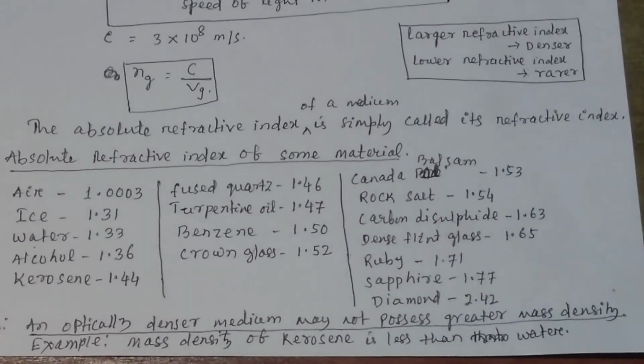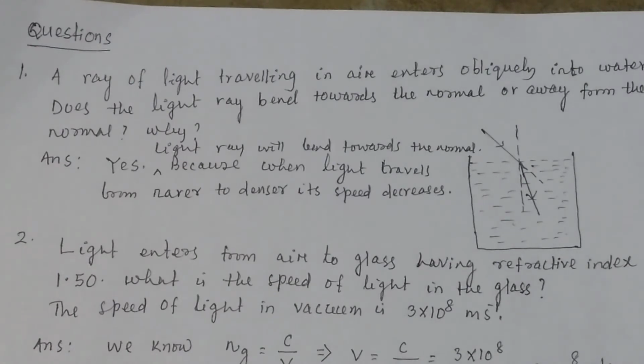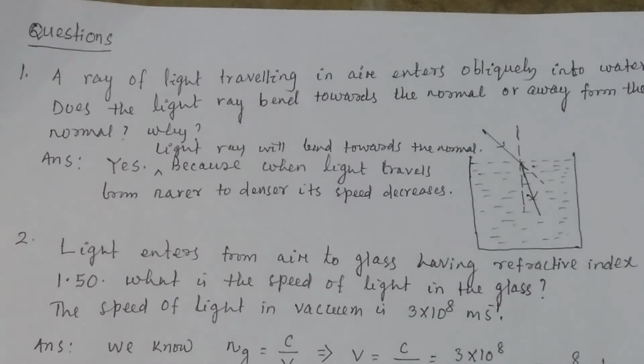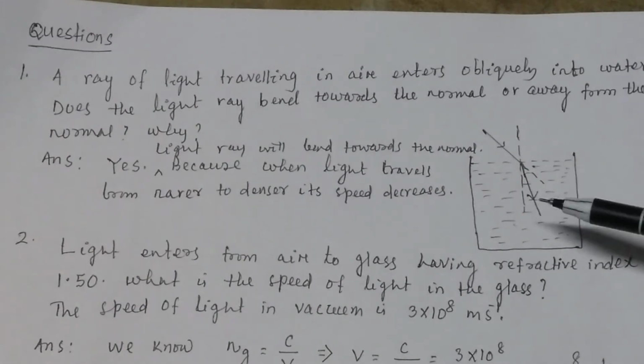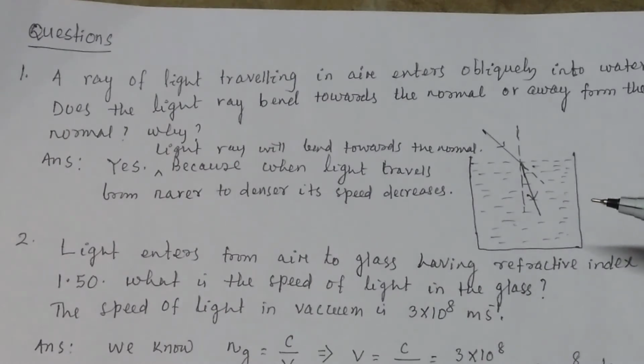Now let us discuss some questions. A ray of light traveling in air enters obliquely into water. Does the light ray bend towards the normal or away from the normal, and why? Yes, light ray will bend towards the normal, as you see in the figure, because when light travels from rarer medium to denser medium, its speed decreases.